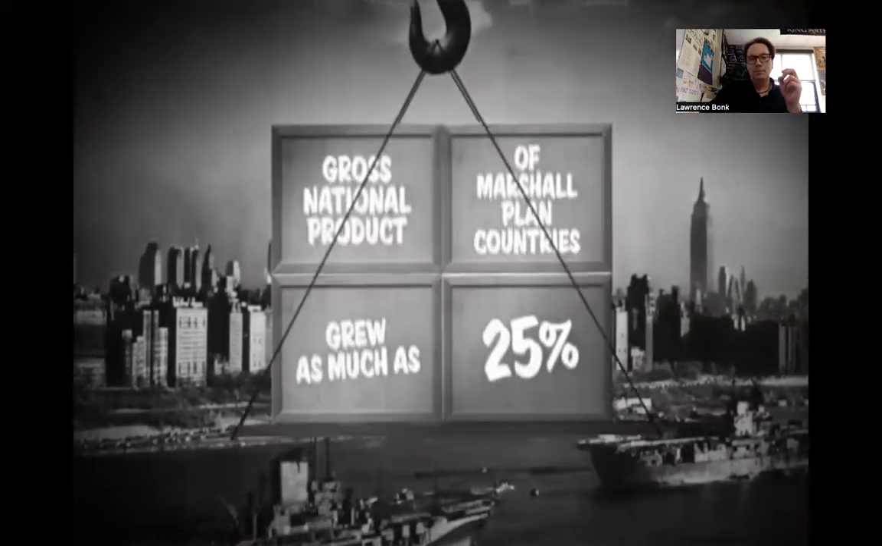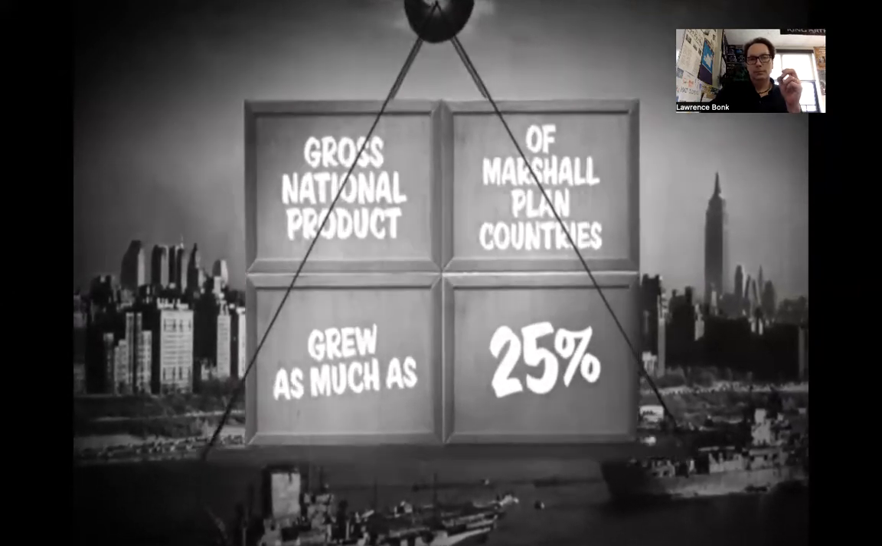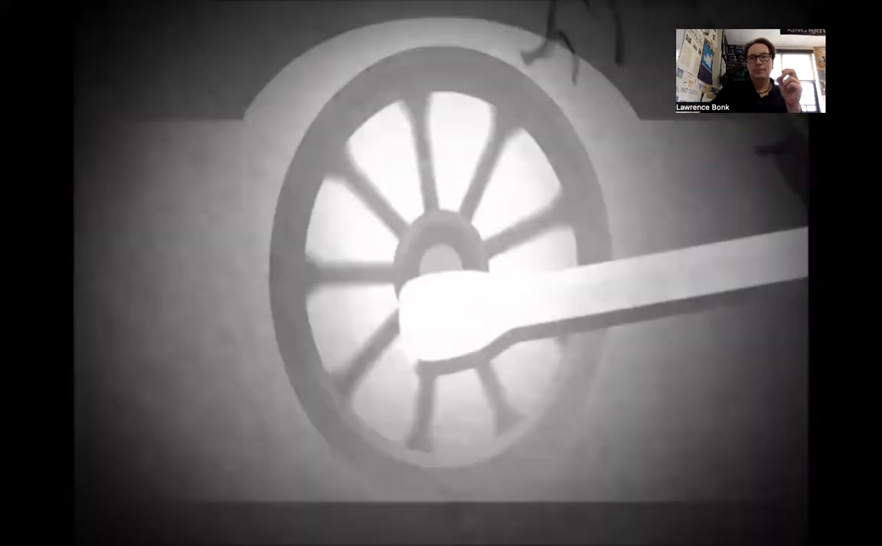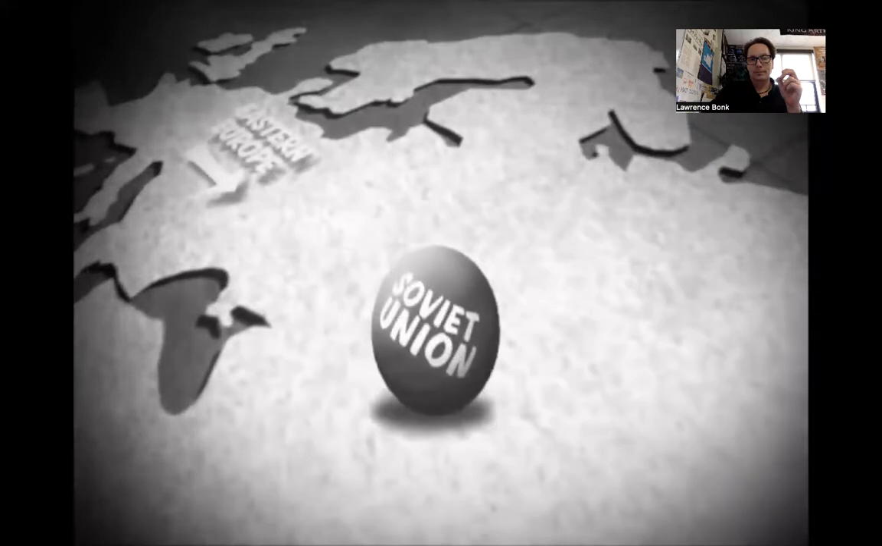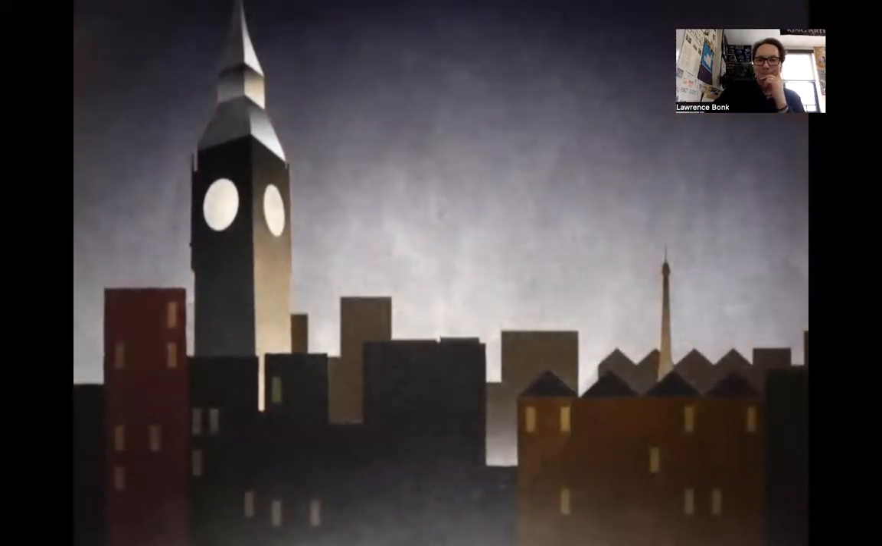The gross national product of Marshall Plan countries grew as much as 25%. It put Western European industry back on its feet. The American export economy boomed, and Soviet-influenced communism was contained to Eastern Europe. Nice work, George Marshall. In 1953, he was awarded the Nobel Peace Prize for his efforts. The greater honor for Marshall, though, may have been seeing Europe rise from the ashes, thanks in part to the plan that bears his name.